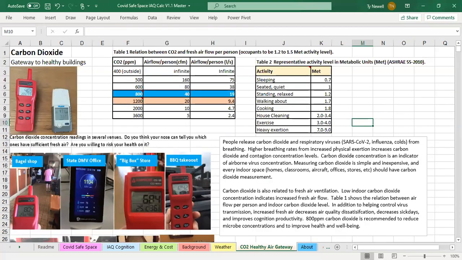Some additional information on carbon dioxide, but I recommend you review the video on carbon dioxide to get more background on its importance for telling you that a building is being operated properly, and that a building has a sufficient amount of fresh air to keep you healthy and functioning well, as well as avoiding catching any disease.